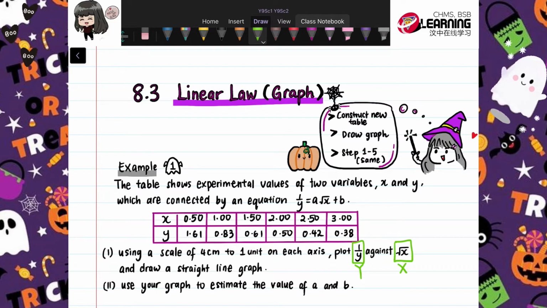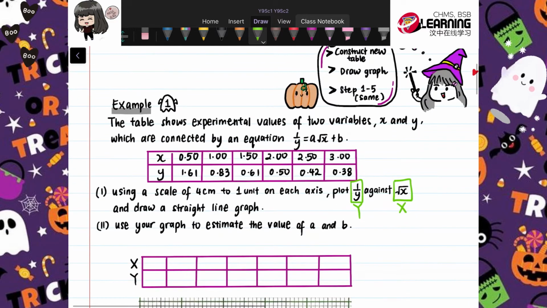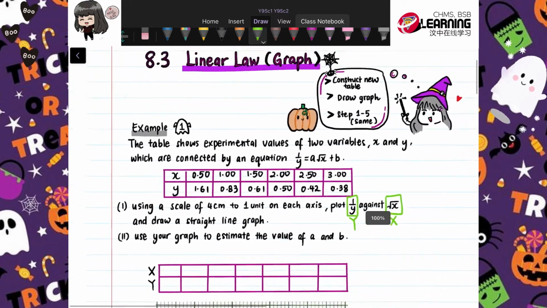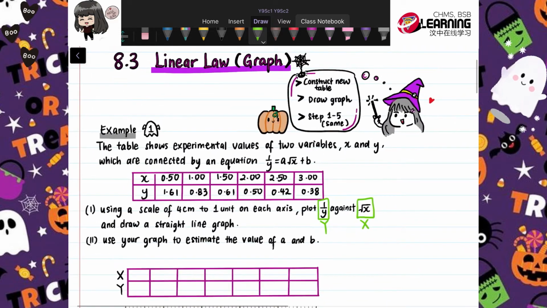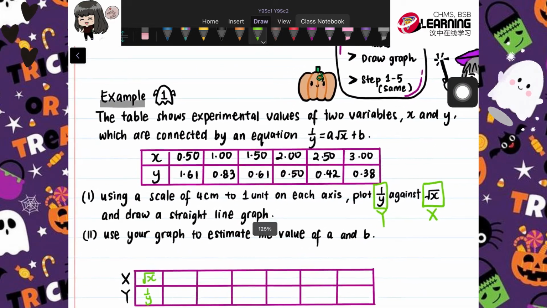After you copy this question, you can actually screenshot and print it out if you want to. If not, then you can copy down the questions. So as I said here, you construct a new table. Let's construct the table together. To construct a new table, what you need to know is what is your big Y and what is your big X. I will put my big X on the top, big Y at the bottom, and fill in first. My big X is square root of X according to the question, and big Y is my 1 over Y. Look at this. I already filled that in.